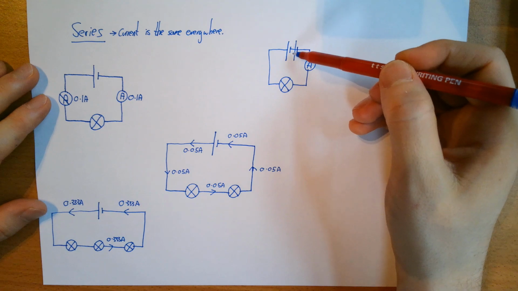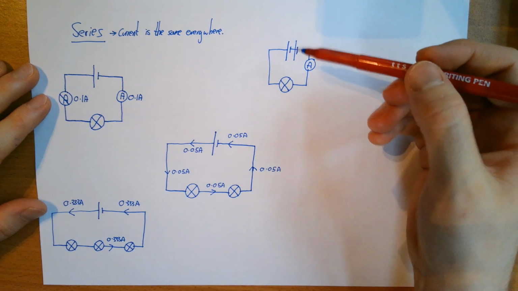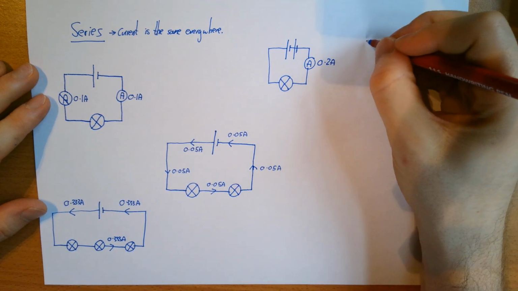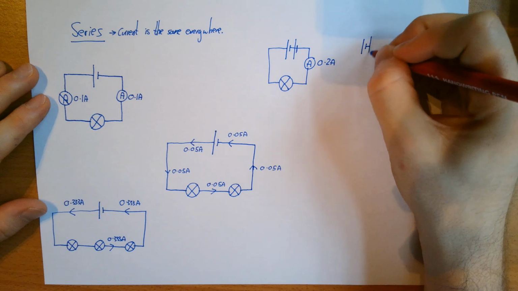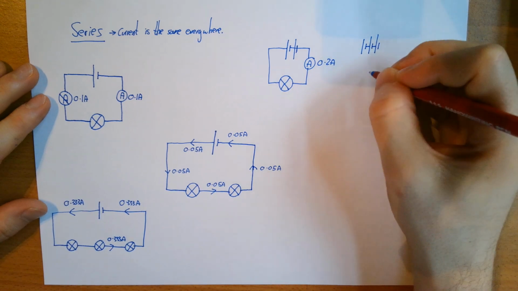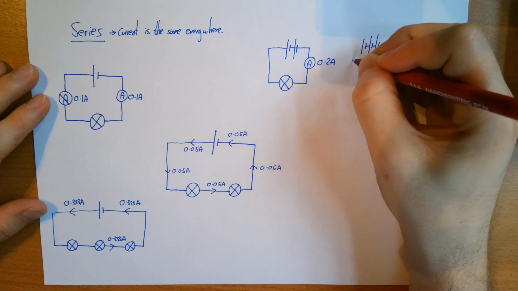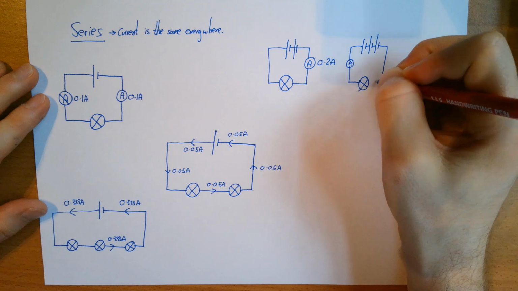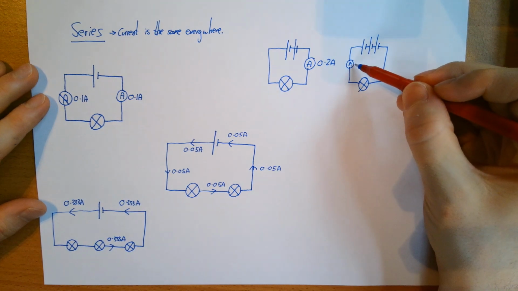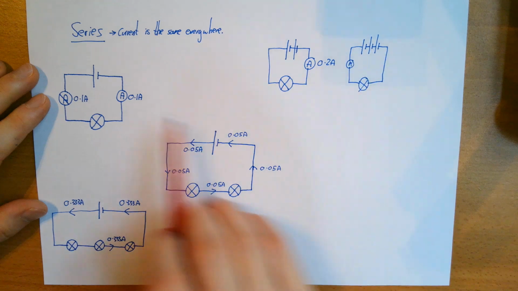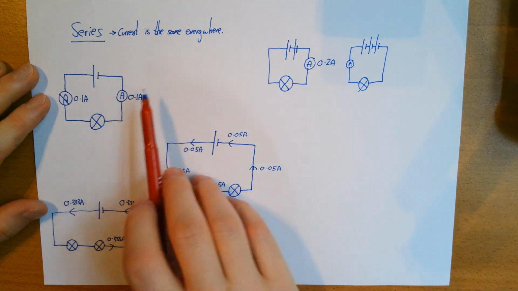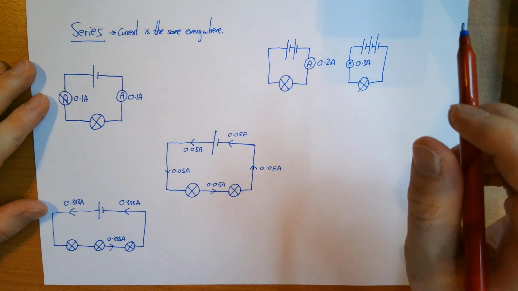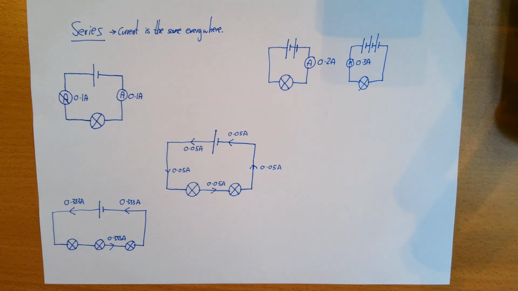So twice the number of cells, twice the energy in the circuit, 0.2 amps. And if I put three cells in with one bulb, and I put the ammeter on this side, sorry, this one's not quite as neat. Remember, you haven't doubled the number of bulbs, you've tripled the number of, sorry, not bulbs, cells, which means 0.3 amps. So hopefully you'll start to see the relationship here.